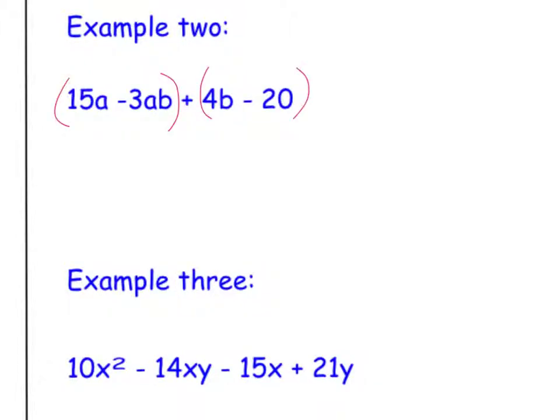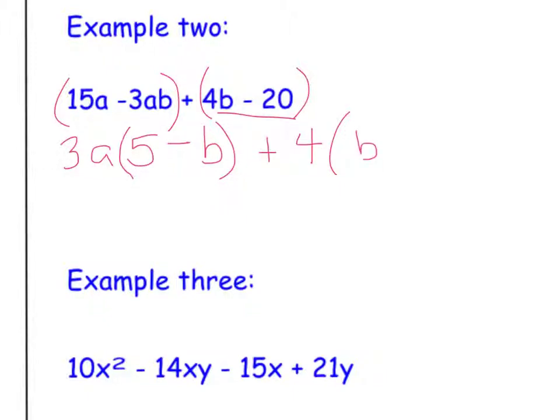We're going to take the first 2 and look at what they have in common. They have an a and a 3. So 3a times 5 would give me 15a. And 3a times negative b would give me negative 3ab. Next step is I look at my second binomial. I'm going to factor out a 4, because 4 goes into itself once and 4 goes into 20 5 times. I'm left with b minus 5.